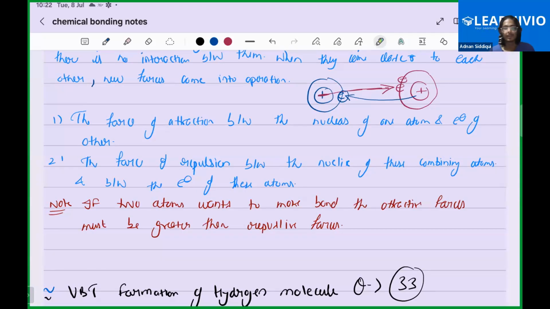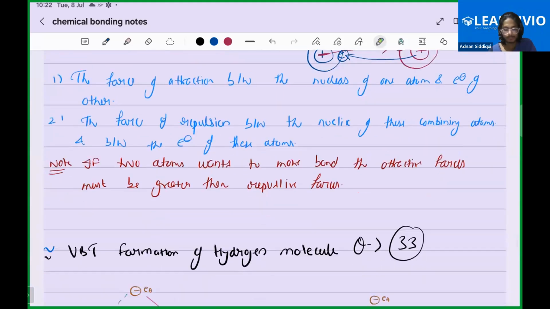Is it clear? So basically the electrons should be less in one of the atoms. It is not necessary. You have to compare in numbers, magnitude, right? If the repulsive forces are, suppose, 50 kilojoule, and the attractive forces are 60 kilojoule, then you can make a bond, right?